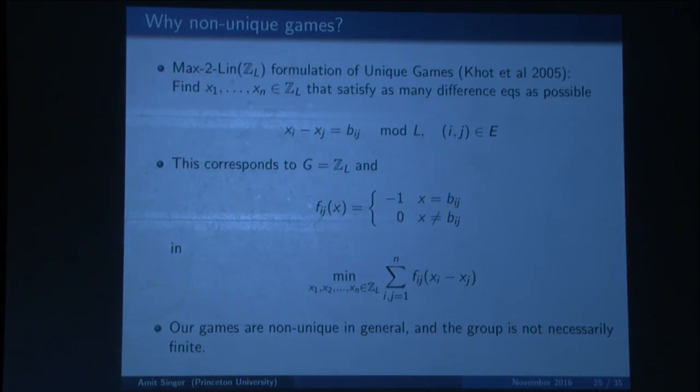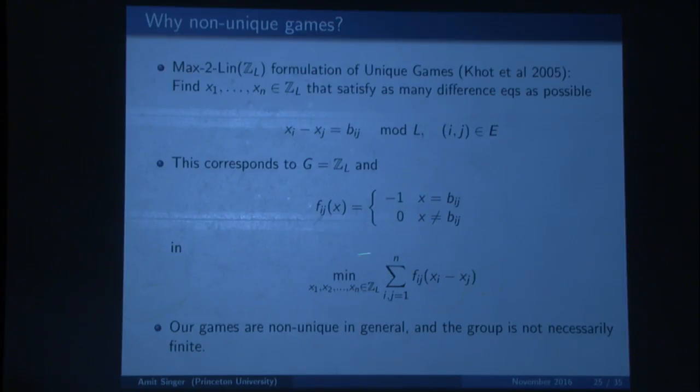Okay, so now we finally get to nonlinear games. So why do I call this nonlinear games? Because one of the formulations of unique games is using the Max-2-Lin over Z_L. That is, we have a system of linear equations where every equation has only two variables, only the difference between the two variables. And we have the equation modulo L. So the group here is actually integers modulo L. And you can think about the problem of assigning integer variables that will maximize the number of satisfied equations as minimization of the same cost that we had before, where the cost is very simple: just minus one if the equation is satisfied, zero if it is not satisfied.